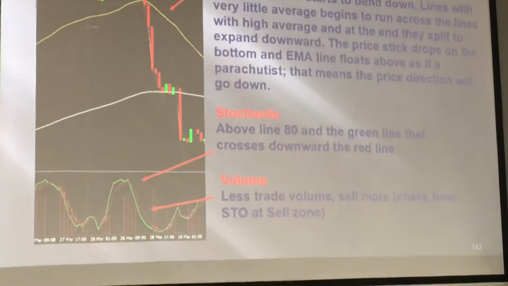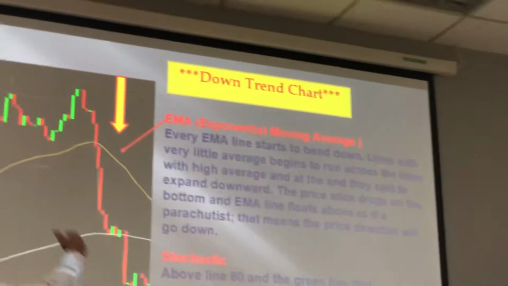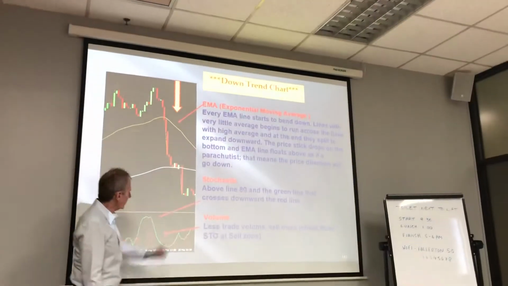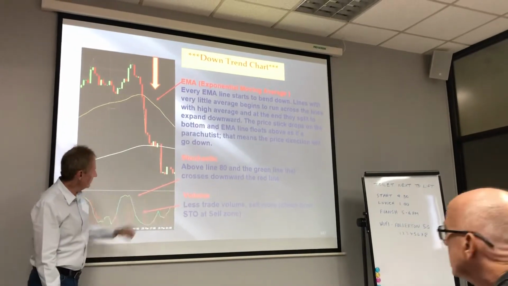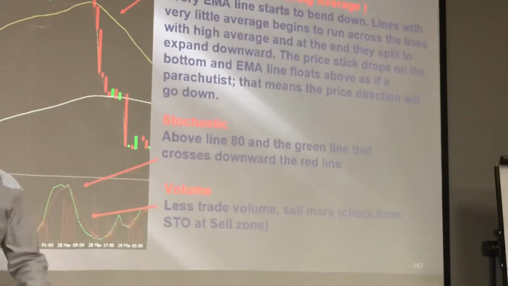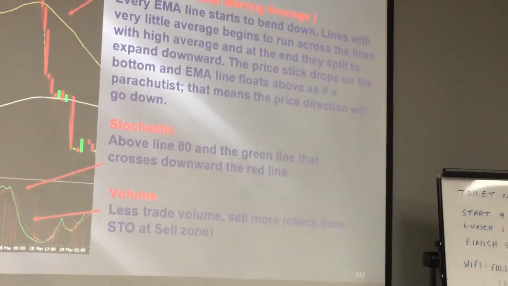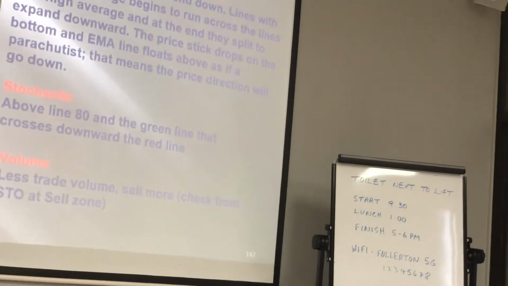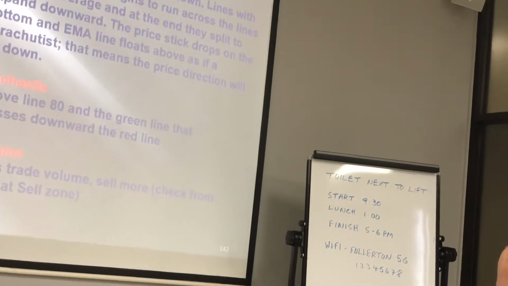So the opposite happens on a downtrend. You have your candles coming down, your moving average is starting to turn down, your volume, and the green line crossing the red line from the overbought area, breaking below the 80, green line crossing the red line, and what is that? Sell position.